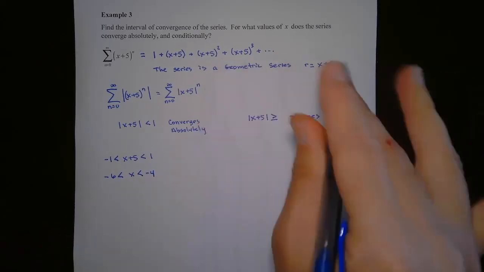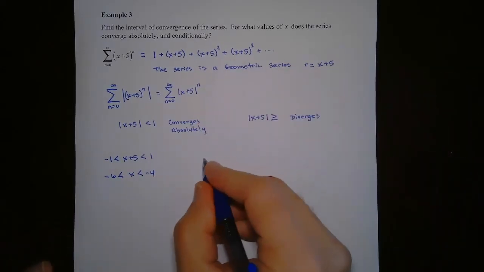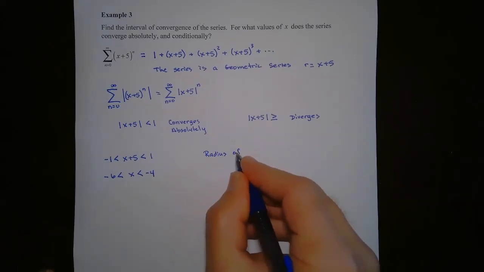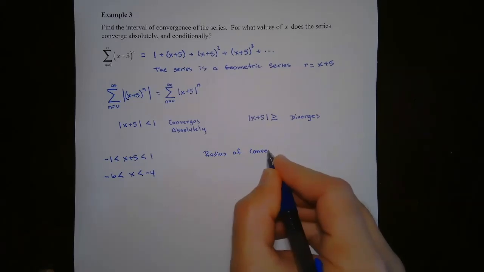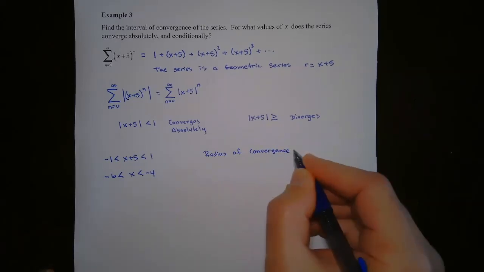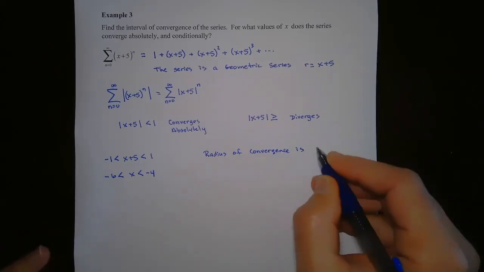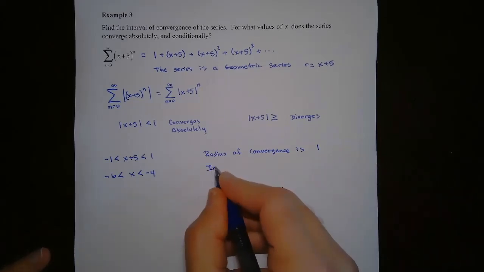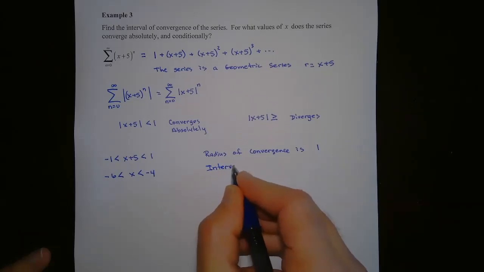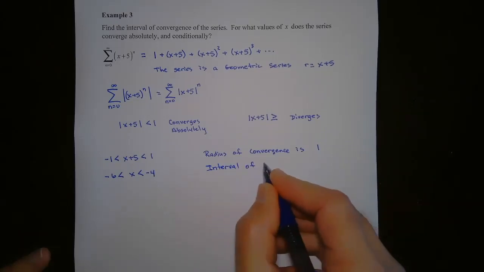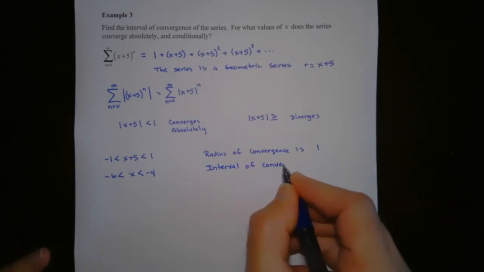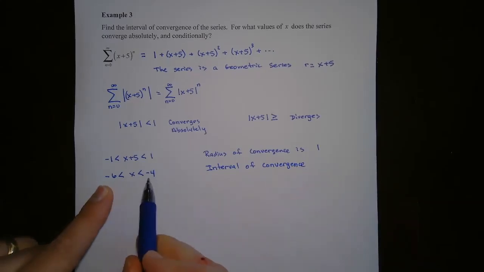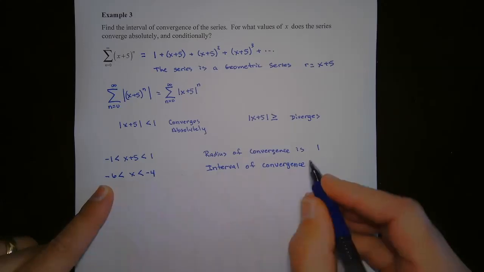So I know I didn't ask this, but what is the radius of convergence? The radius of convergence is 1. The interval of convergence is between -6 and -4, not including, right?